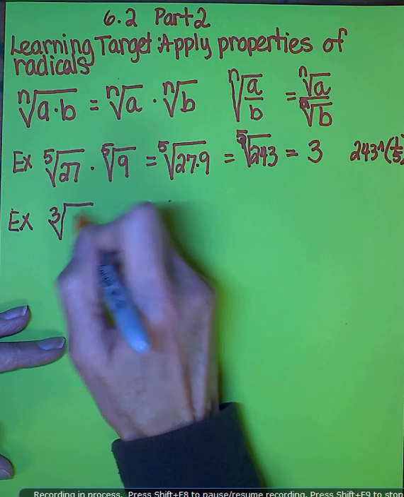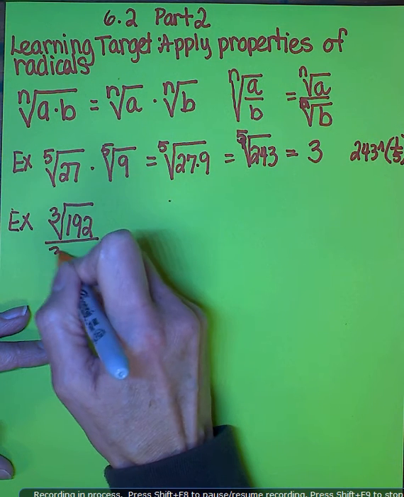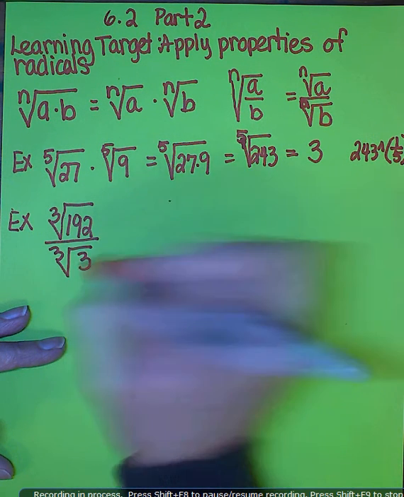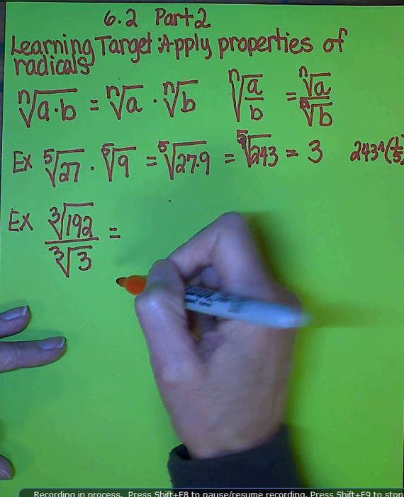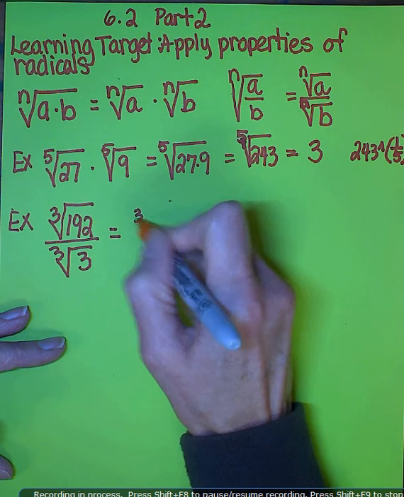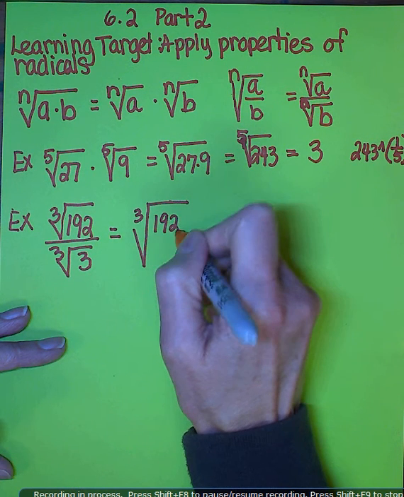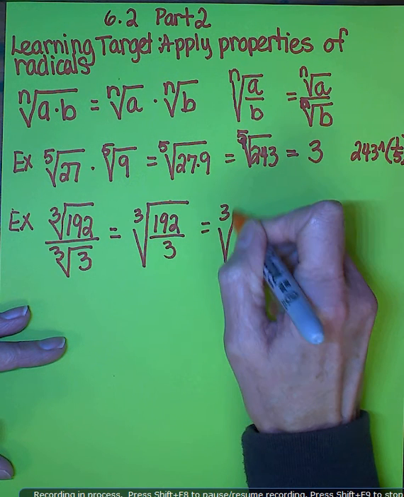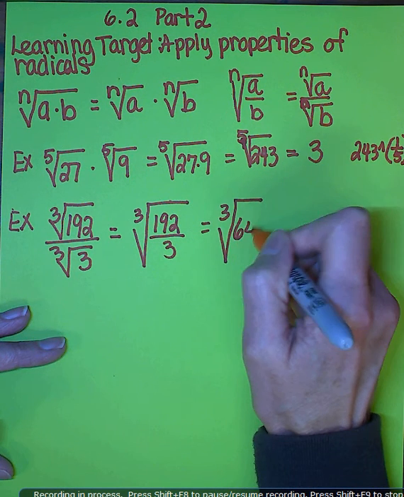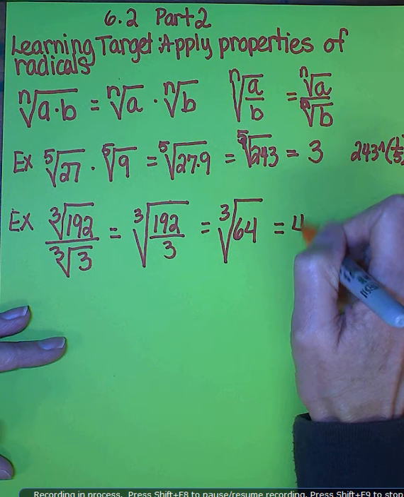So I have the cube root of 192 divided by the cube root of 3. Same thing again. Both of these will give me decimal answers, but if I put them together and actually divide them out, I would get 64, which does have a perfect cube root, and that would be 4.